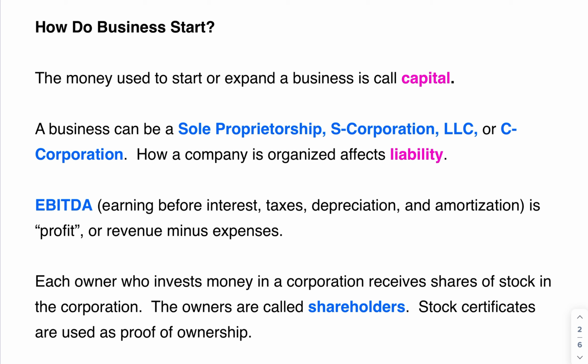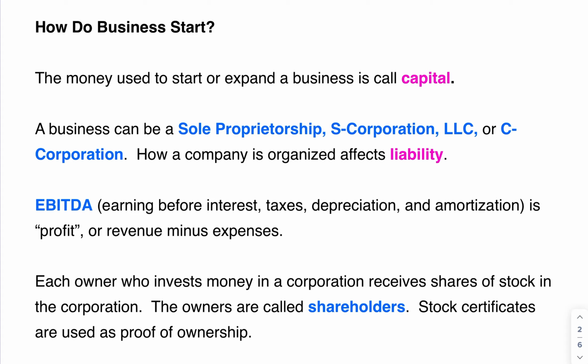How a company is organized, so how they're set up, affects their liability. As an example, a sole proprietor does not have any protection, and so if the business is ever sued, the personal assets of the owner can be affected in a liability situation. Whereas if a company or a corporation is set up as an S corporation or an LLC, or a partnership like a law firm, their liability is limited to what is in the business.